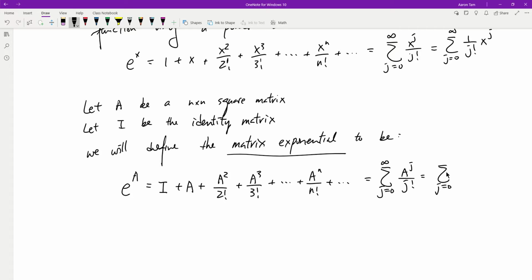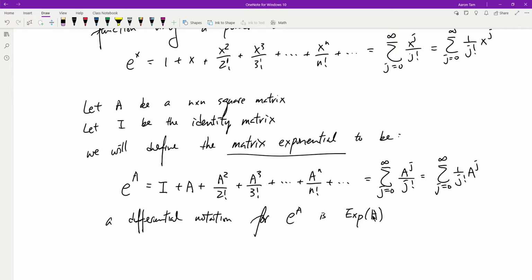Or we can write it like this by separating the coefficient and the matrix. So that is what we're going to define as the matrix exponential, which is basically taking the power series of e to the x and putting A in place of x. And this matrix exponential can also have a different notation for e to the A, called exp A. So when you see that, it basically means the same thing.